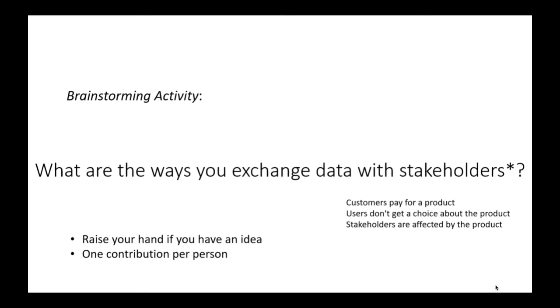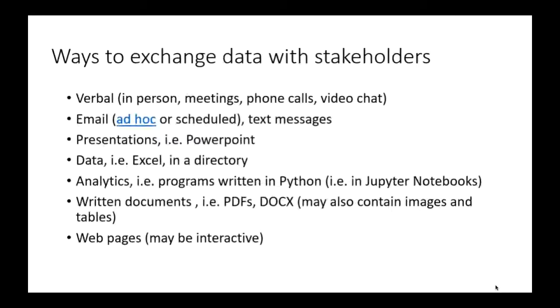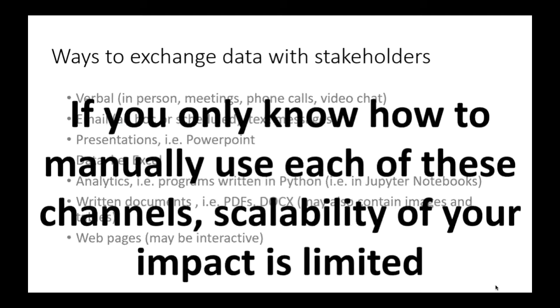All of these are good. Did I capture anything? Web pages, yes, those are also good. Why did I write all these things down? Because all of these communication channels where you're exchanging data with other people are the things you should figure out how to automate. These are the specific channels you need to worry about, because if you don't know how to do that, you'll have to do it manually. And that's just a lot of work.